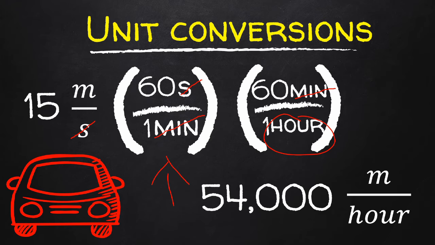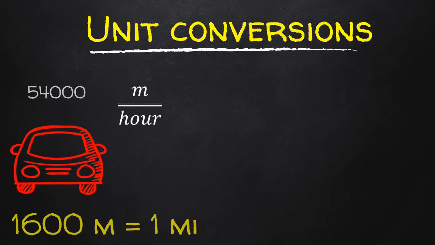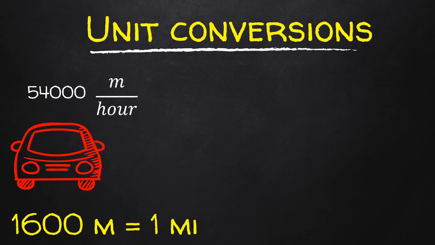Now, moving on to the distance part, we need to know how many meters are in a mile. And this is something you can just look up. It's technically 1,609, but I'm just going to round it down because it doesn't really matter that much here. So we'll go with 1,600 meters per 1 mile. Now, all we have to do is the exact same method.